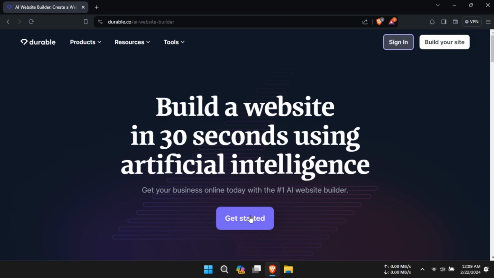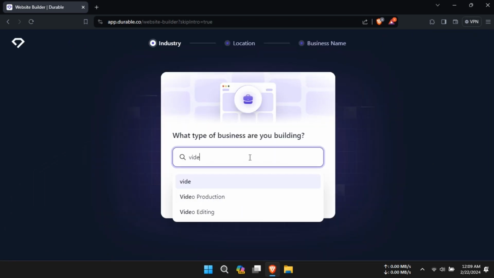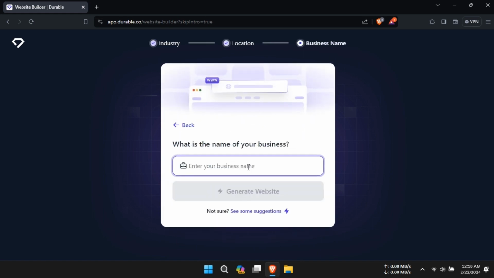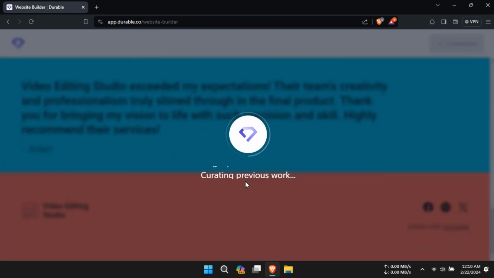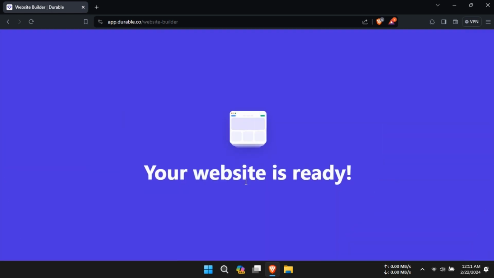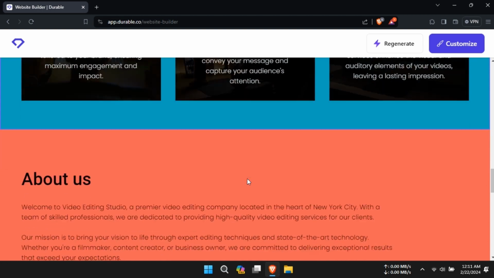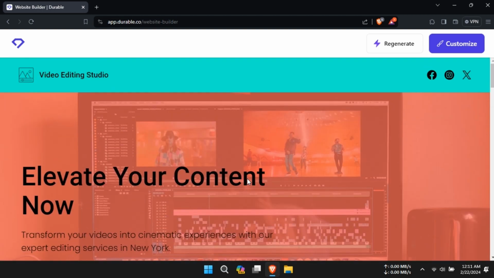Durable AI is a cutting-edge artificial intelligence platform designed to assist businesses in automating customer service, sales, and marketing tasks. With its advanced natural language processing capabilities, Durable AI can analyze customer inquiries, generate personalized responses, and even predict customer behavior. Its deep learning algorithms continuously improve over time, providing businesses with more accurate insights and better performance.